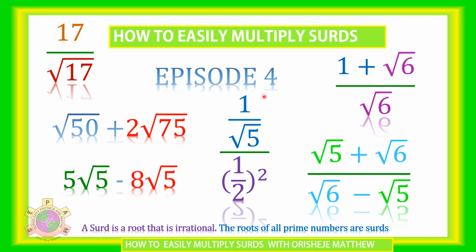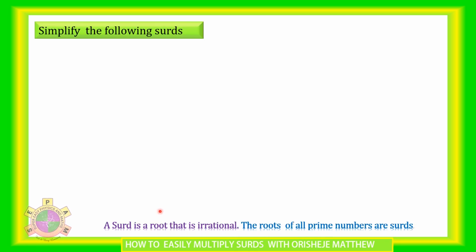Today we are looking at episode 4, which deals with how to easily multiply surds. A surd is a root that is irrational. The roots of all prime numbers are surds. Simplify the following surd.